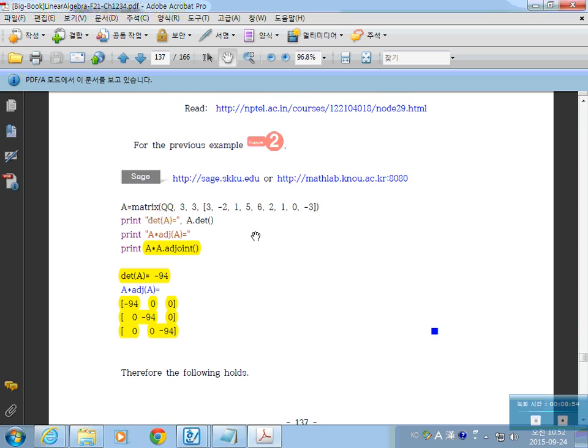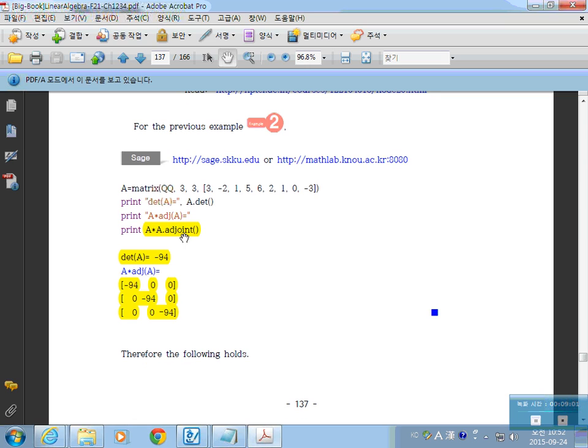So let's check it. The matrix A is the 3 by 3 matrix which we had before. Find the determinant of A. Then it's minus 94. Then try to find A times the adjoint of A. Then you will see that it looks like this, which is the determinant of A times the identity matrix. If you change the matrix to any size here, you will always see that A times the adjoint of A is the determinant of A times the identity.